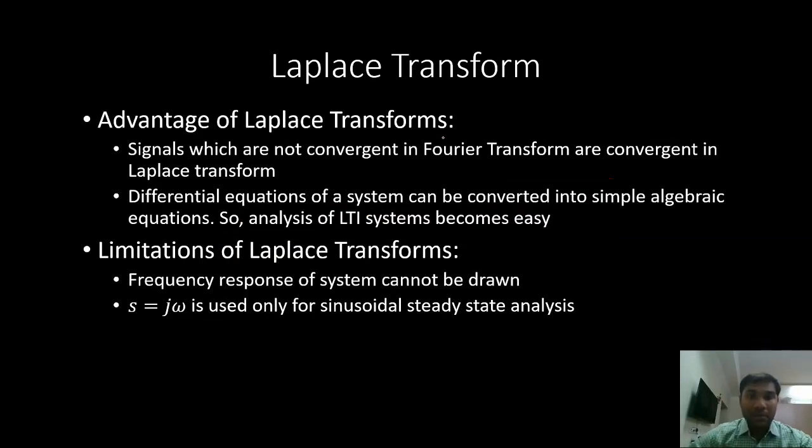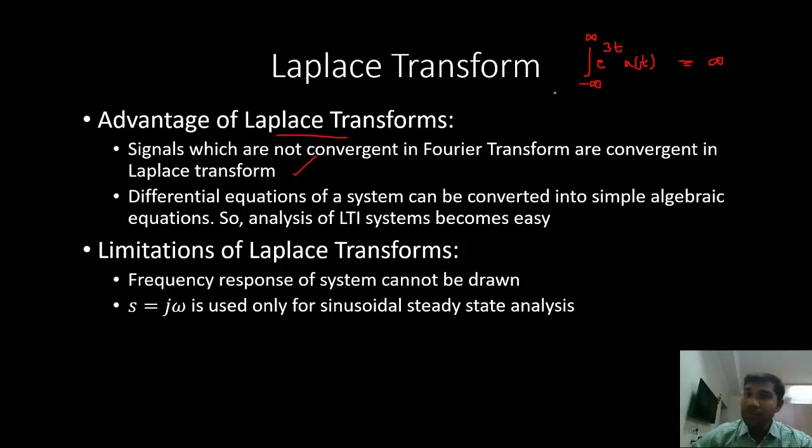Then the advantage of Laplace transforms. Signals which are not convergent in Fourier transforms are convergent in Laplace transforms. For some signals we cannot find the Fourier transform, right? For example, e power 3t u of t. I can't find a Fourier transform for this signal because if I integrate it from minus infinity to plus infinity, this will not converge. It is going to be infinity if I integrate it, right? So for such signals, I can find the Laplace transform.